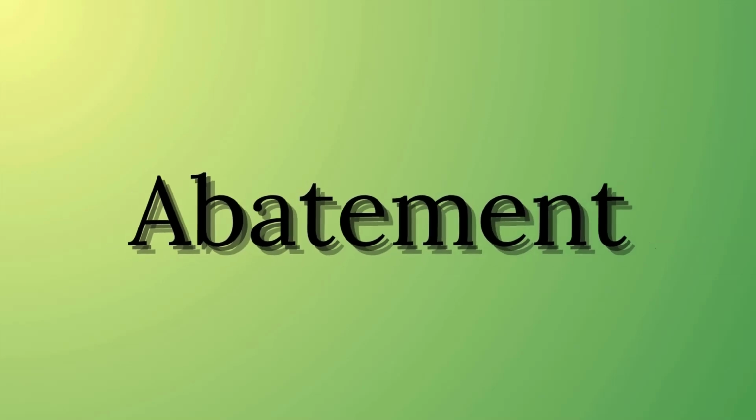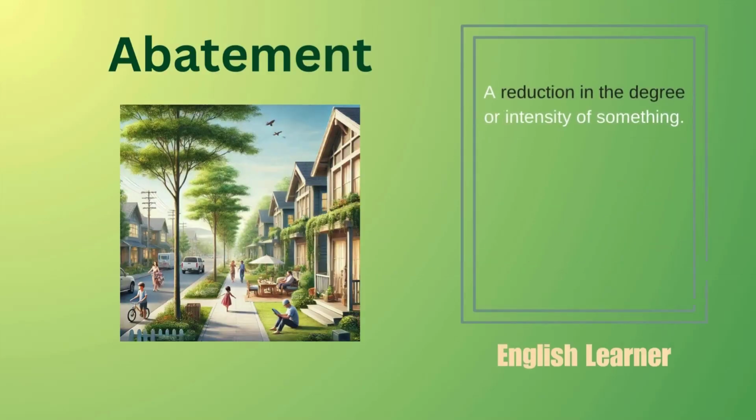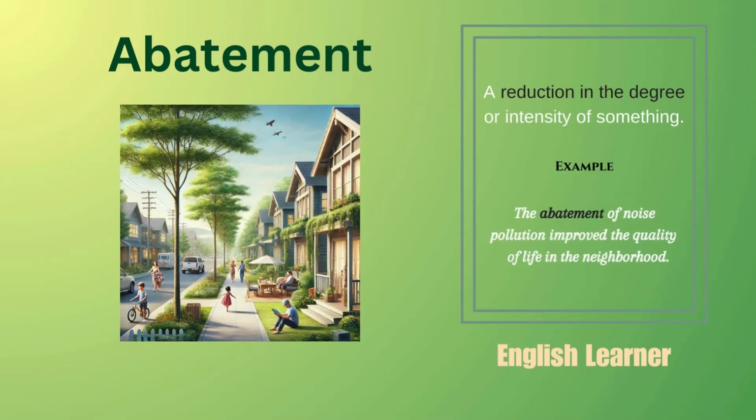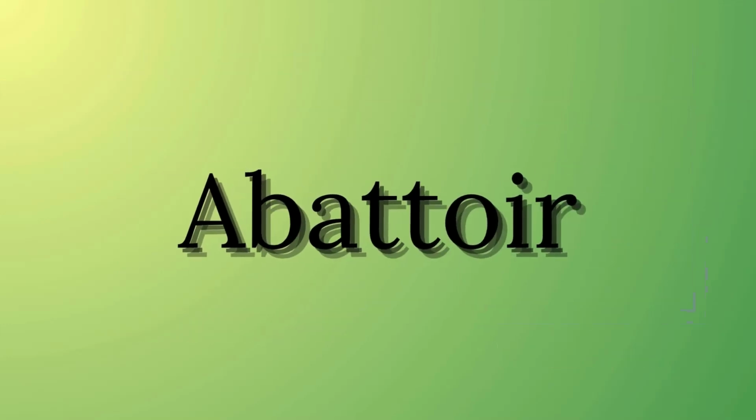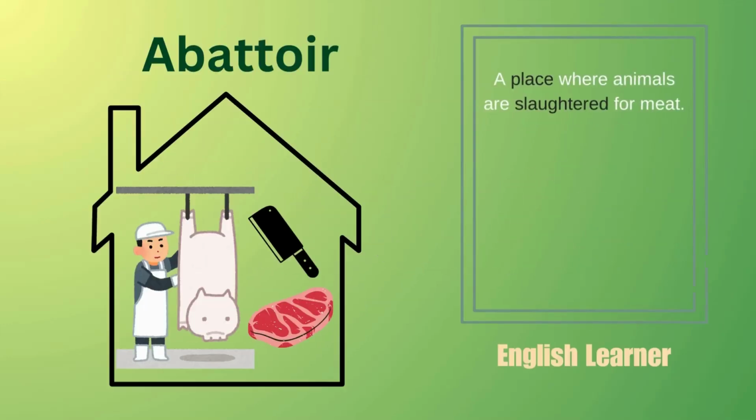Abatement, a reduction in the degree or intensity of something. Example: the abatement of noise pollution improved the quality of life in the neighborhood. Abattoir, a place where animals are slaughtered for meat. Example: the abattoir was located on the outskirts of the city.